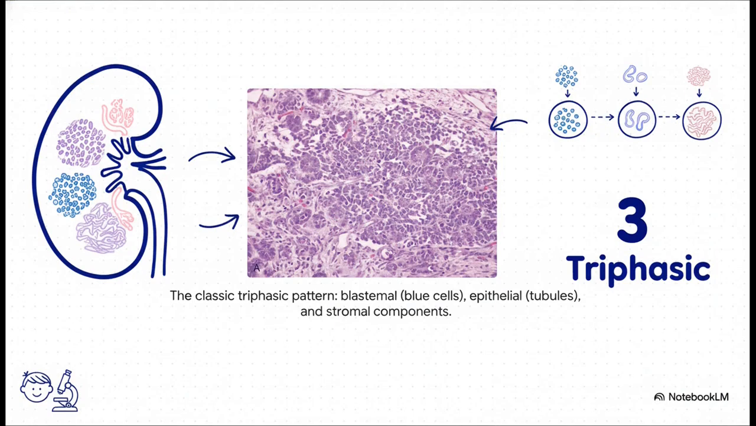And microscopically, this is just a beautiful slide. It shows the classic triphasic pattern. Now, why triphasic? Because the tumor is trying to recapitulate or copy the development of a normal kidney. So you see three different components. You've got the primitive blastemal cells, those are the small blue ones. Then you've got epithelial cells trying to form little tubules. And finally, you have the stromal or mesenchymal cells in the background.